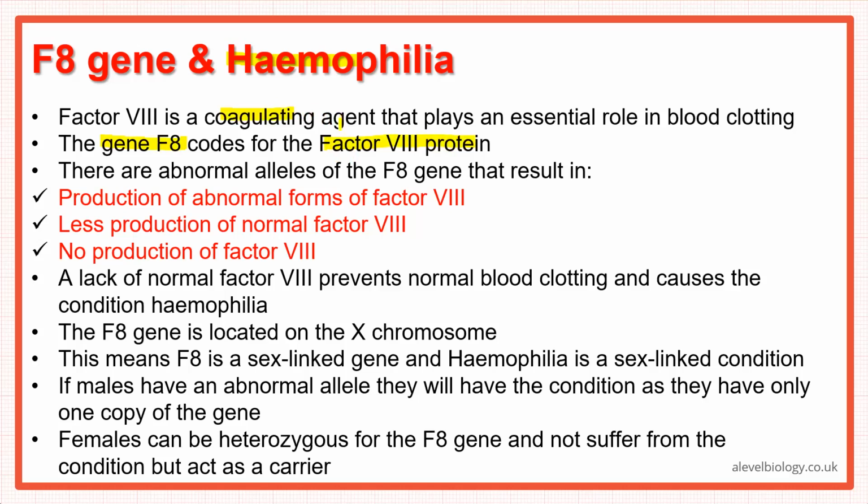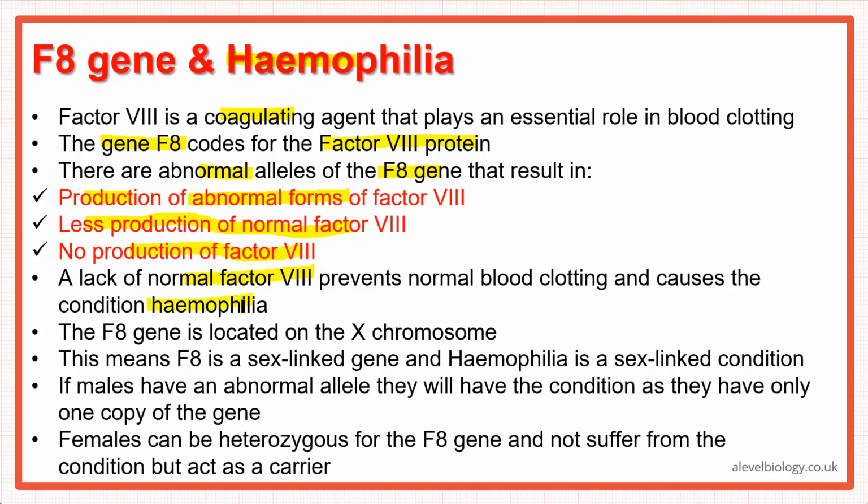And what happens in hemophilia is that we have abnormal alleles of the F8 gene that can then result in production of abnormal forms of factor VIII, because the gene F8 is coding for factor VIII protein. So if there are abnormal alleles of the same gene, we can have production of abnormal forms of factor VIII. There can be less production of the normal factor VIII, or there can be no production of factor VIII at all, right? So if there is a lack of normal factor VIII, it would prevent normal blood clotting, and this will lead to bleeding, and the condition that is caused is known as hemophilia.